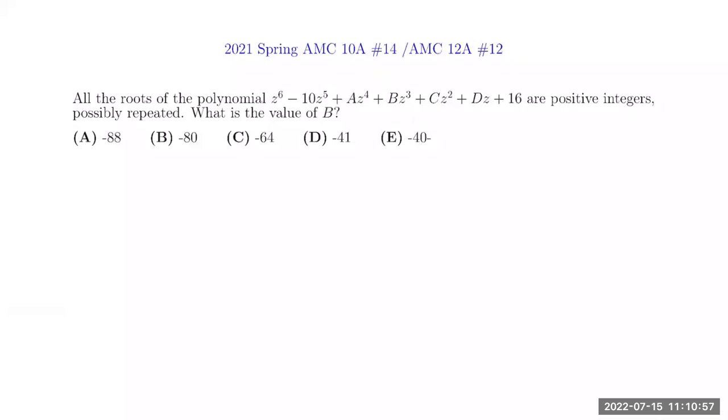All the roots of the polynomial z to the 6th minus 10z to the 5th plus az to the 4th plus bz cubed plus cz squared plus cz plus 16 are positive integers, possibly repeated. What is the value of b?